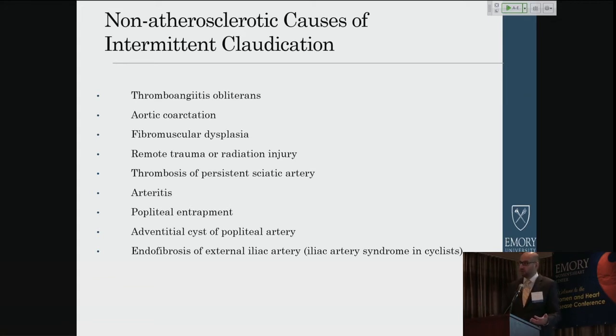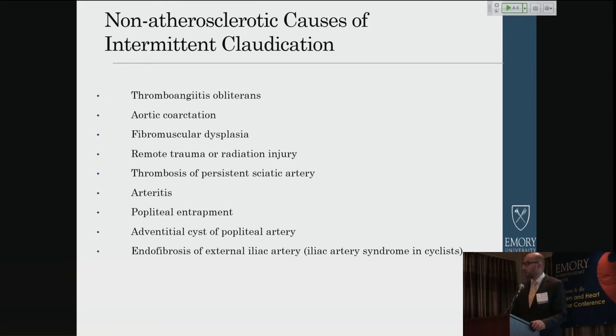It can be a result of other conditions such as vasculitis, prior trauma, congenital abnormalities such as popliteal entrapment, or compression abnormalities such as endofibrosis of the iliac artery. Those are things that can get exacerbated with athletic activity. The endofibrosis of the iliac artery is known in female athletes who are cyclists. Popliteal entrapment is seen in runners.